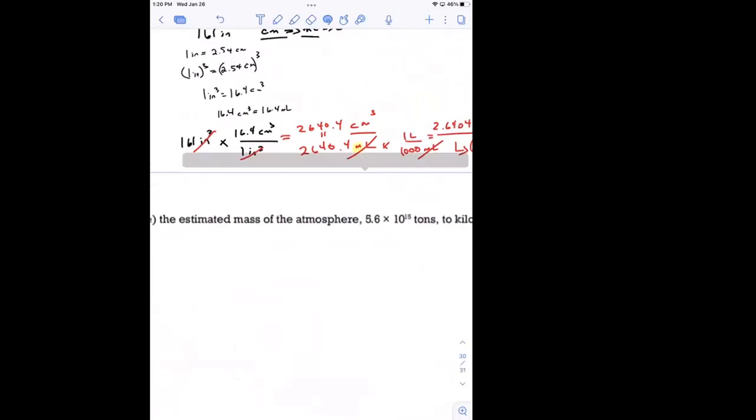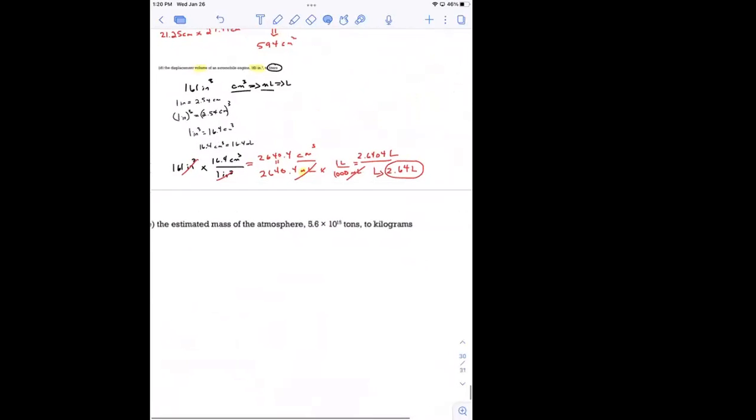So it says the estimated mass of the atmosphere, 5.6 times 10 to the 15th tons. That's what we have. All right. And it says we're trying to convert that into kilograms. That's what we're looking for. What we know is that we can go from pounds to kilograms and tons to pounds, but we need a conversion to go from and to both.